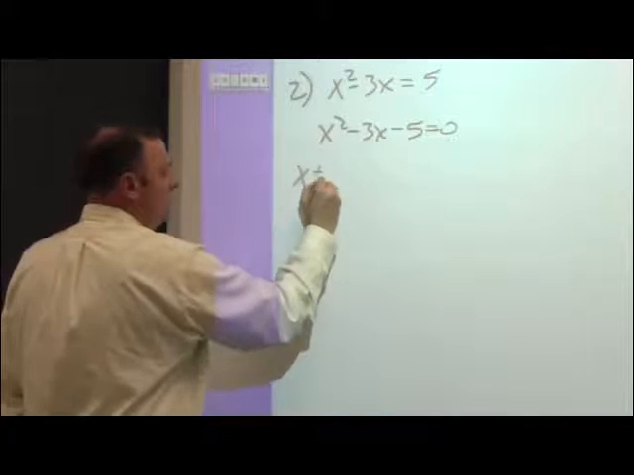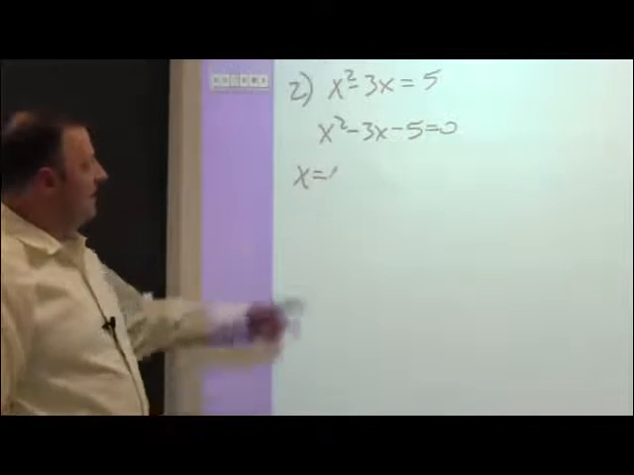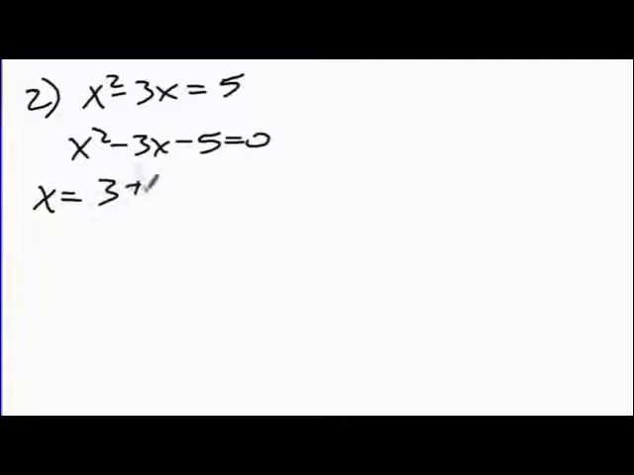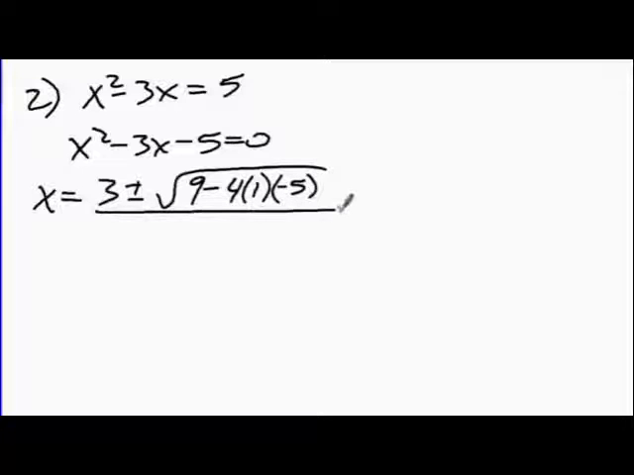Now it's set equal to 0. Now we get ready to use the quadratic formula. Negative b, that's negative of negative 3, so that's positive 3, plus or minus. Now we're going to take that 3 and square it. That's going to be 3 squared, it's 9, minus, then 4 times, leading coefficient's 1, times negative 5, all over 2 times 1.